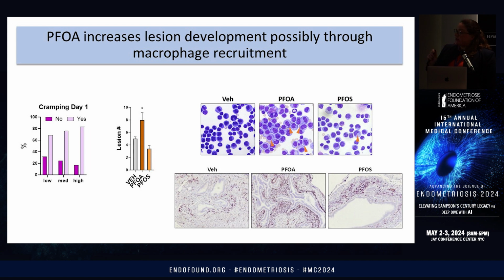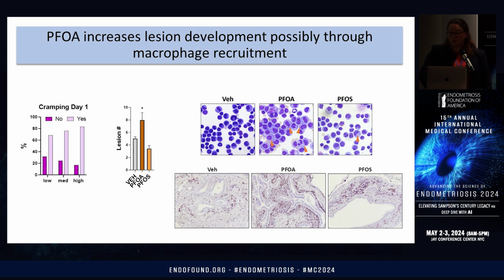So what we did is we looked at the data retrospectively, and we asked, is there anything that is showing in this data set? So looking specifically at PFOA, they asked the girls if they had cramping on day 1 of their period. And if you look at this, we see a significant increase in the yes answer as the increase in PFOA gets higher in the serum of these girls.